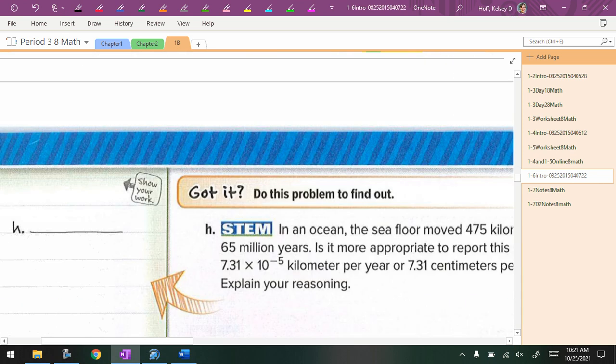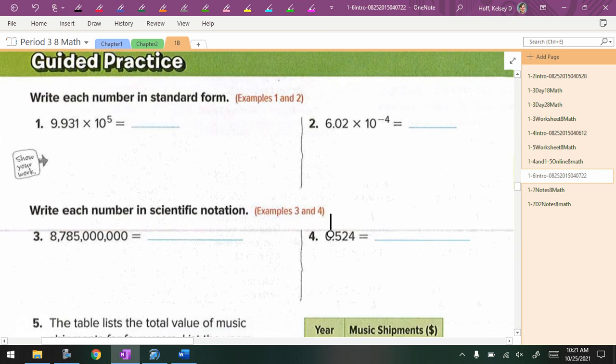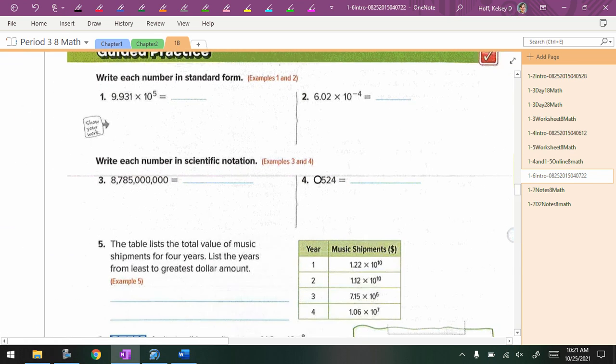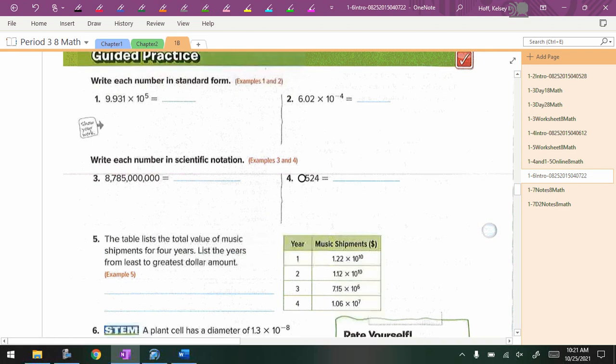All right, flip the page to your guided practice. I want you to do 1 through 5 right now. That's exactly what we just learned. 2 with writing in standard form, 2 in scientific notation, and 1 least to greatest. And then we're going to go over them. And if you're unsure, go back. Look at the examples that we just did.